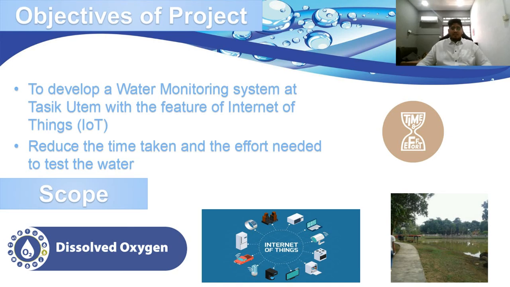Other than that, we have Internet of Things. Internet of Things is where physical objects with sensors and other technologies are connected directly to a monitoring device via the internet through a router, where it can be monitored from anywhere through any devices that is capable of connecting to the internet.